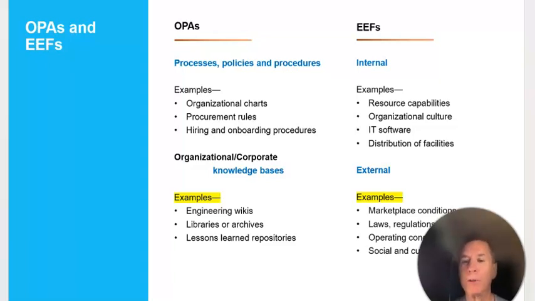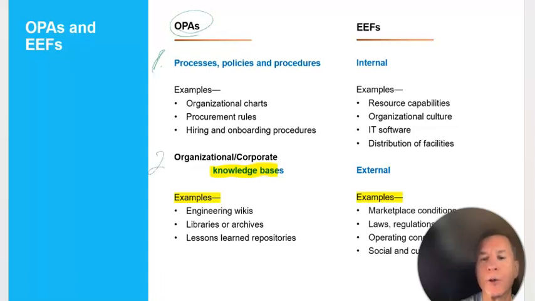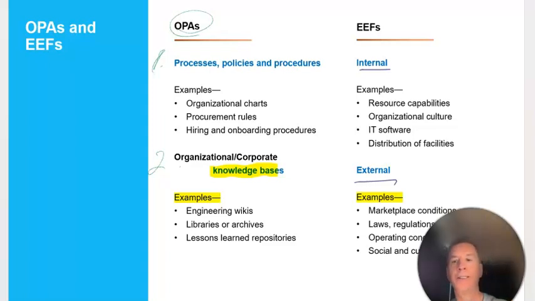Or the other type was corporate or organizational knowledge base. The key is knowledge base, right? So there are two types of OPAs. There's processes, policies, and procedures, and this corporate knowledge base. And here are some examples. Now, EEFs, I mentioned, can be internal or external, and these are some examples for each. You can see how they can impact your project, like marketplace conditions, but you can't really control those along the way.